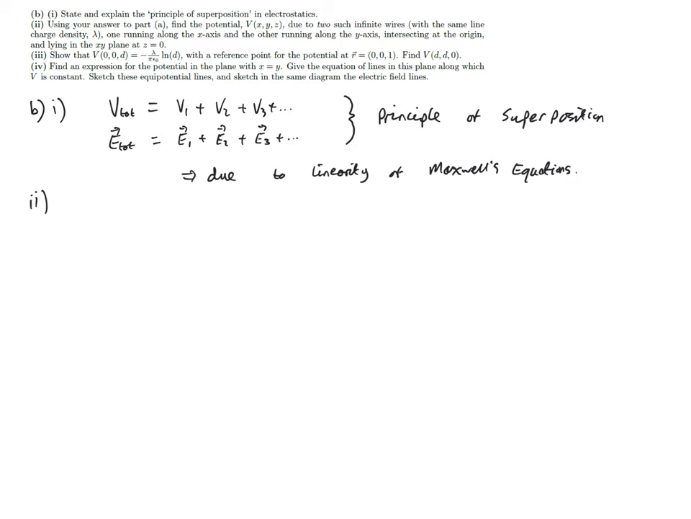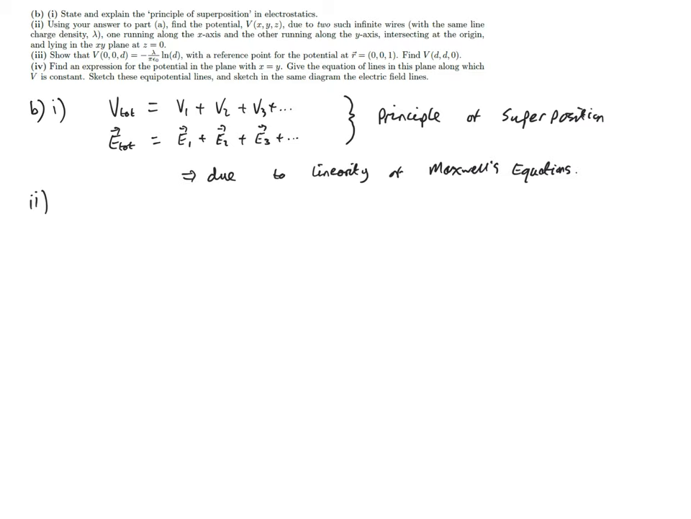Using your answer to part A of the question, which we just did, find the potential V due to two such infinite wires. So we considered the potential due to a single wire. Now we're considering two wires. These two wires lie in the xy plane. One of them is running along the x-axis, and the other is running along the y-axis, and they intersect at the origin, at z equals zero. Both of these wires have the same line charge density lambda.